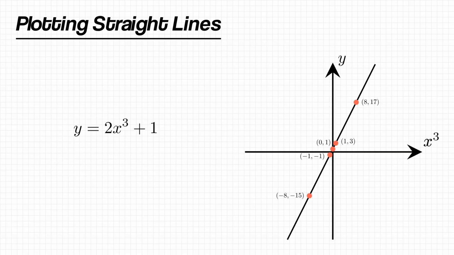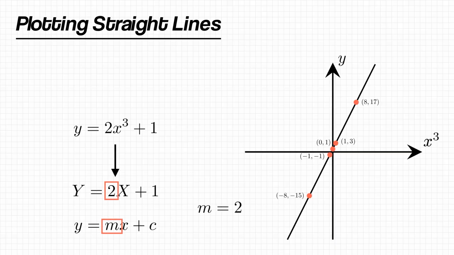If we substitute big Y for little y and big X for little x cubed, we can see with these axes our equation matches the form of a straight line. Furthermore, when comparing our new equation to y equals mx plus c, we can deduce that the gradient for our line is 2 and the y-intercept is 1. We are going to see how to plot a straight line for two different models in A-level maths.